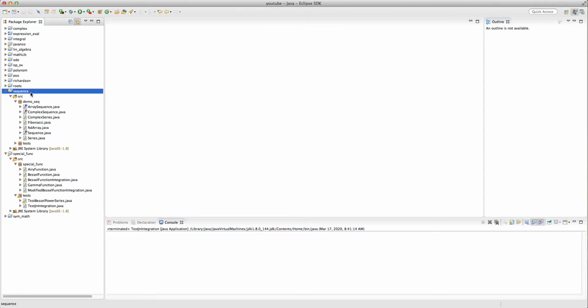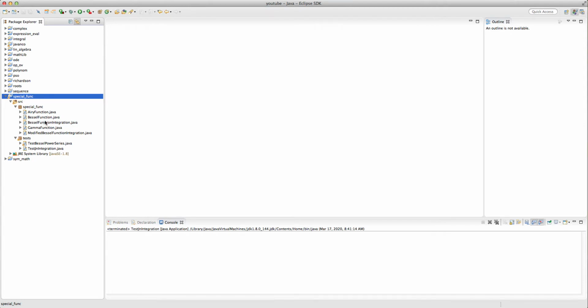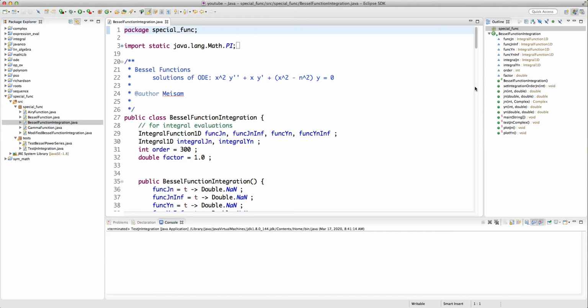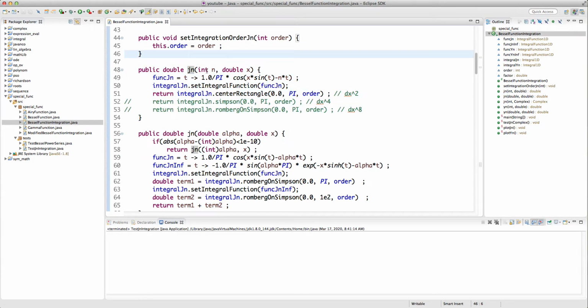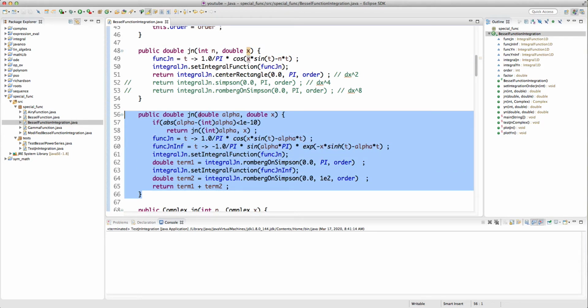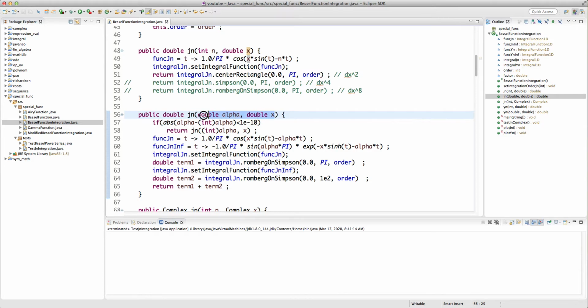All right, as before, we have this special func Java project, and we have Bessel function integration. The default order is 300. This is the method we looked at previously, jn, with the parameters int and double. And this is the method we are looking at now, jn, with the parameters double alpha and double x. Java allows us to have the same method name with different parameters because of method overloading, right? We are taking advantage of it because the compiler is able to infer which method is being invoked based on the type of parameters. So the first check is the integer, with a tolerance of, let's say, 10 to the negative 5. Then we calculate the first integral, the second integral, and add them together, all right?